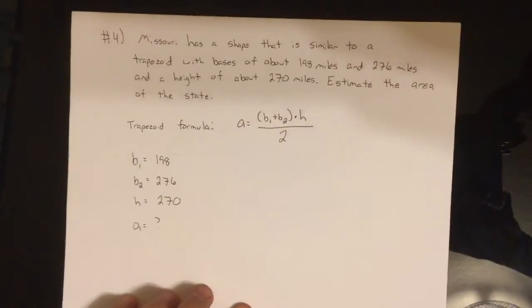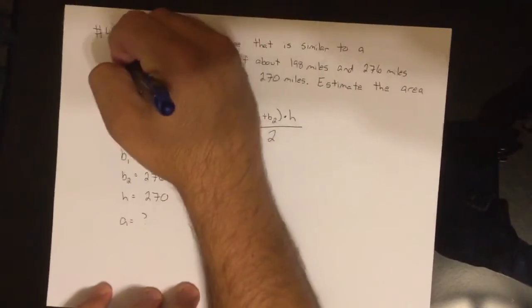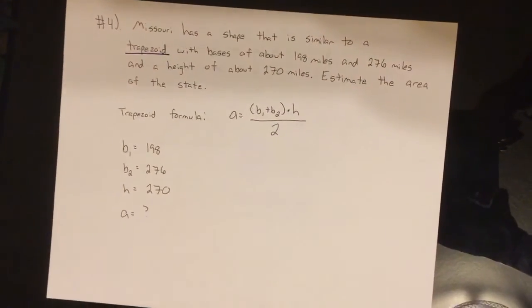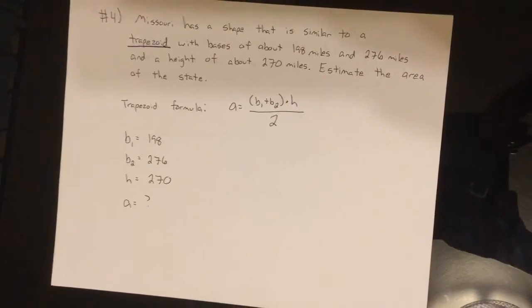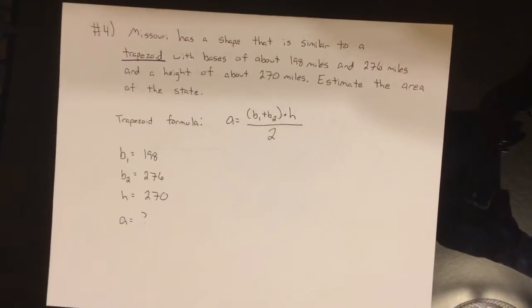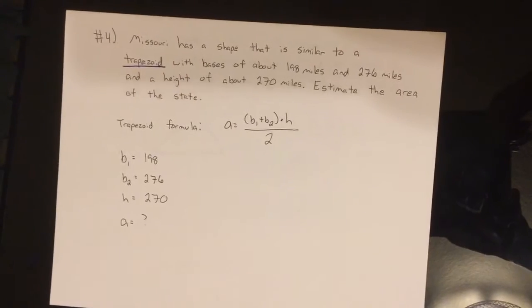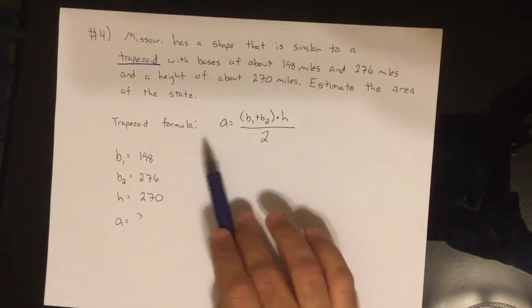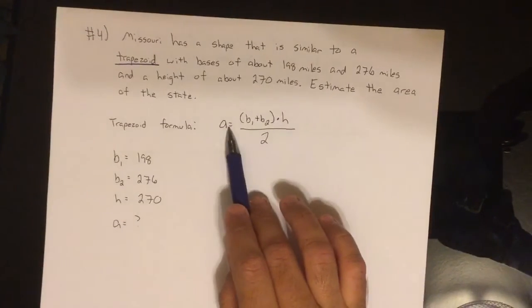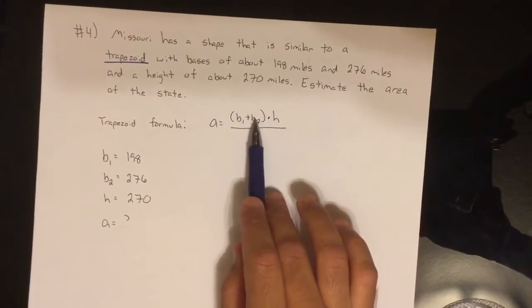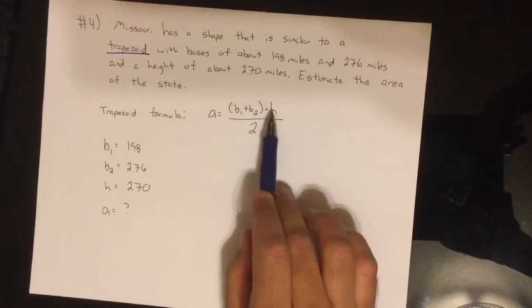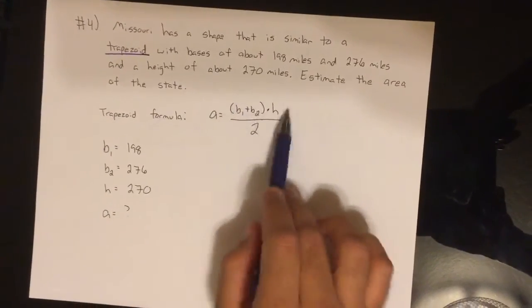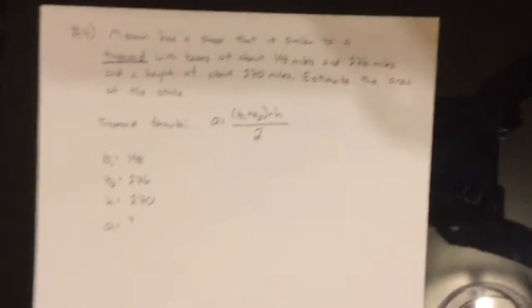Missouri has a shape that is similar to a trapezoid, so different shape now. It has bases of about 198 miles and 276 miles and a height of 270 miles. Estimate the area. The formula is the area is equal to base 1 plus base 2 times the height, and whatever you get there, you have to divide it by 2.